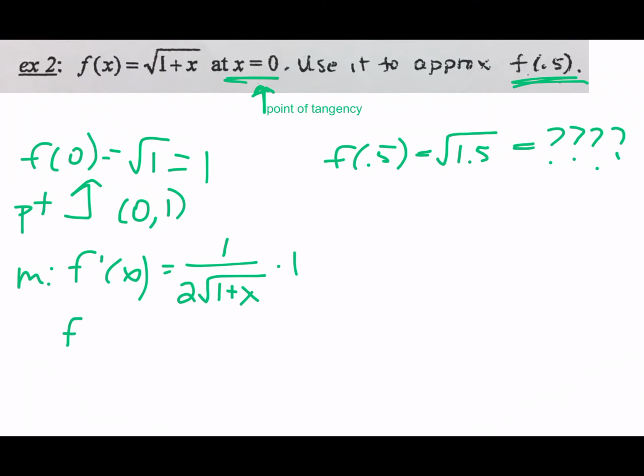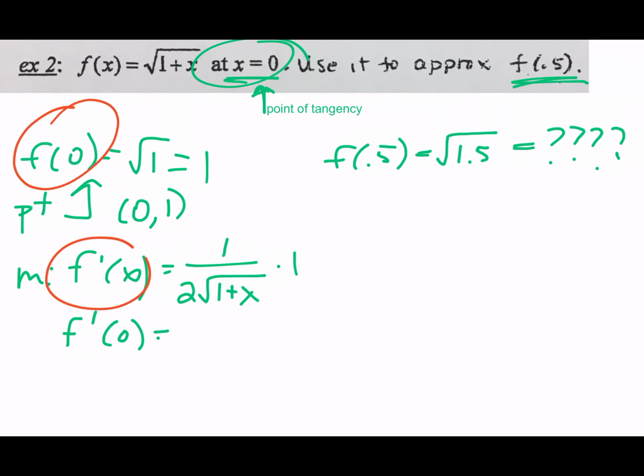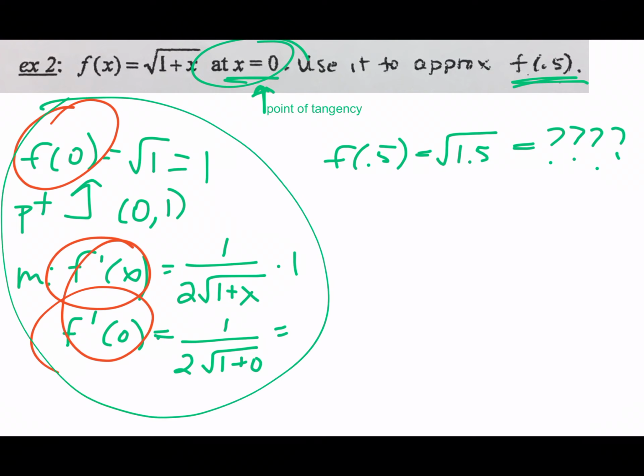Okay, I want the slope at the point of tangency. The point of tangency is still 0, so I'm doing f prime of 0. Now, when you're plugging in to both the function and the derivative with your point of tangency, it should be an easy plug-in. If it's requiring a calculator to evaluate either of these steps, you're not doing it right. The whole point is that this part of the process can be done without a calculator. So here I get a half.